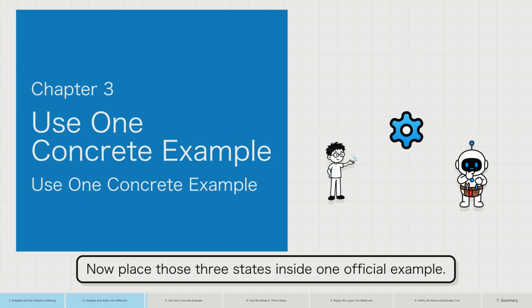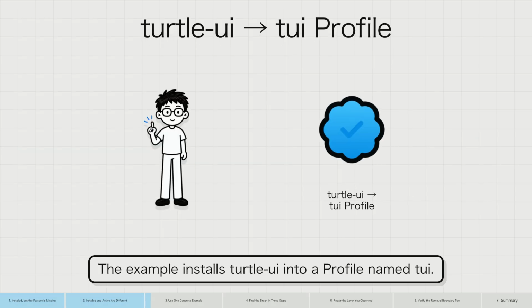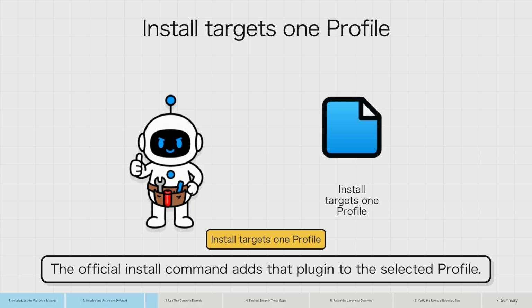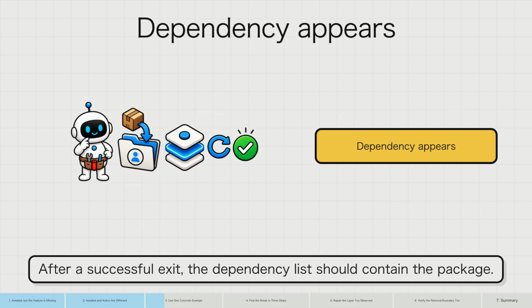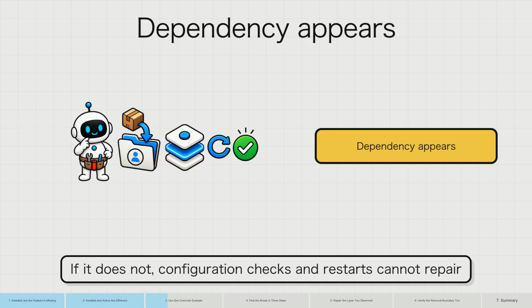Now place those 3 states inside one official example. The example installs Turtle UI into a profile named Tue. The official install command adds that plugin to the selected profile. After a successful exit, the dependency list should contain the package. If it does not, configuration checks and restarts cannot repair installation.